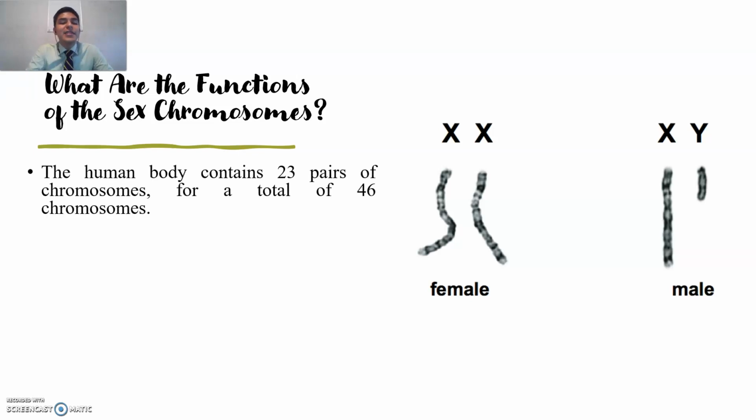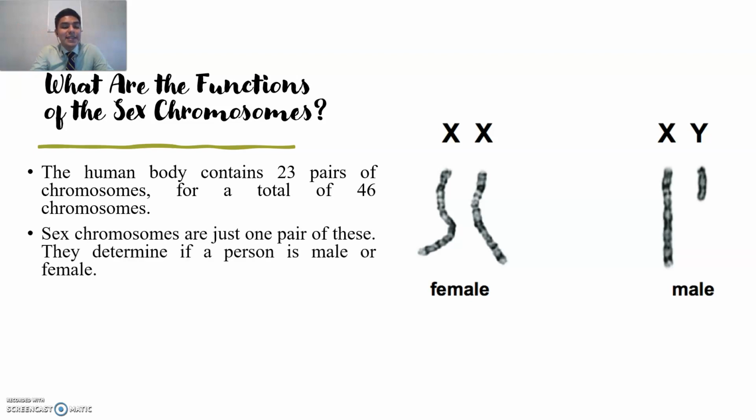So the human body contains 23 pairs of chromosomes for a total of 46 chromosomes. It is something very important to notice. Remember that we studied the process of meiosis. In the sex cells, which are the eggs and of course the sperm, each one of those gametes will only have 23 chromosomes. When they recombine, then we get to the total amount of 46.